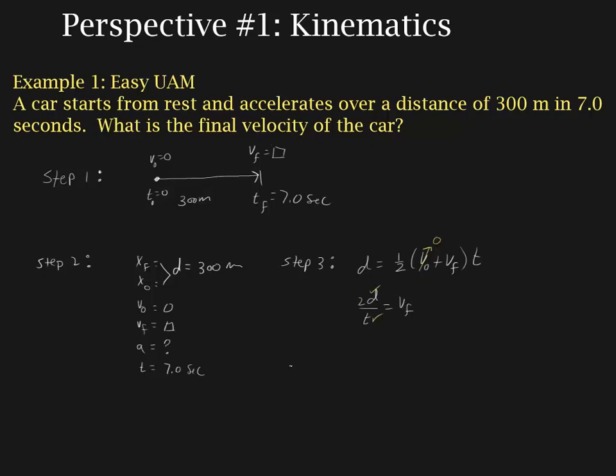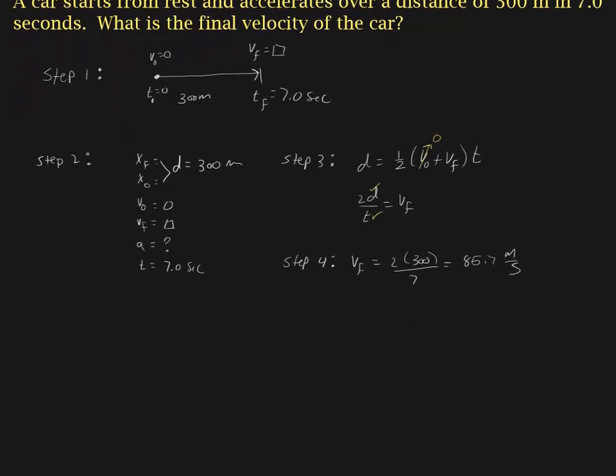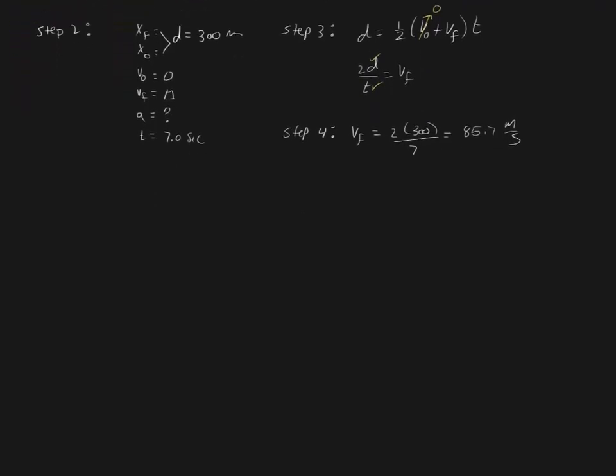So in step 4, we're going to solve the problem, and we get v final is equal to 2 times 300 divided by 7. And that will be 85.7 meters per second. Okay, so like I said, this is just an easy example. Now let's go ahead and look at some alternate solutions to this problem. So we'll call this alternate solution 1.